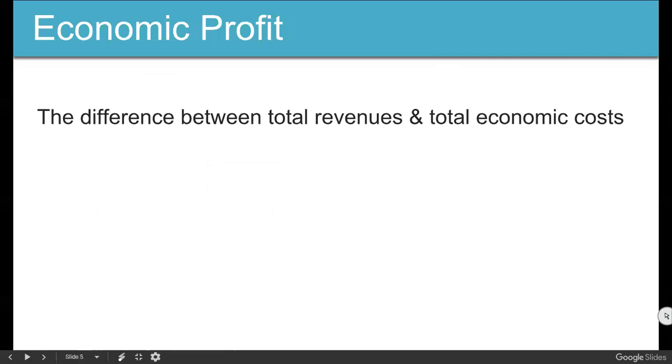So the idea of economic profit, this isn't just regular profit. This is total revenue minus total economic costs.